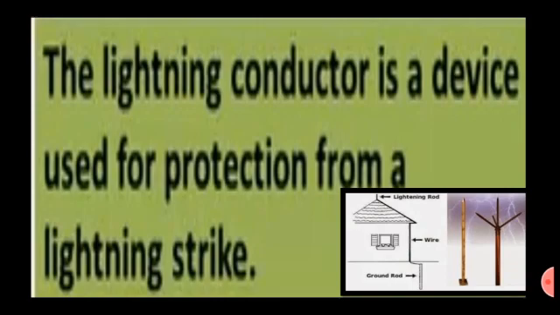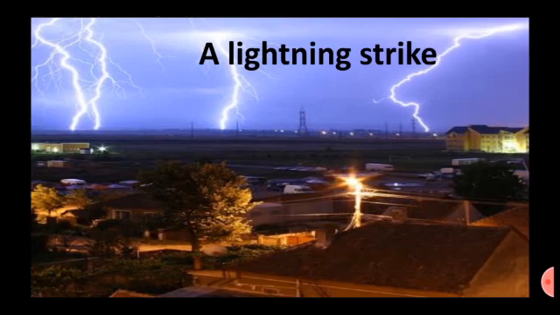The lightning conductor is a device used for protection from a lightning strike. A lightning strike: you probably know that when there is an electrically charged cloud in the sky, electricity is attracted towards a tall building or tree. When lightning strikes, an opposite electric charge is generated on the roof of a building or on the top of the tree by induction. Due to the attraction between the opposite charges on the cloud and building, the charge on the cloud flows towards the building. This is called a lightning strike.